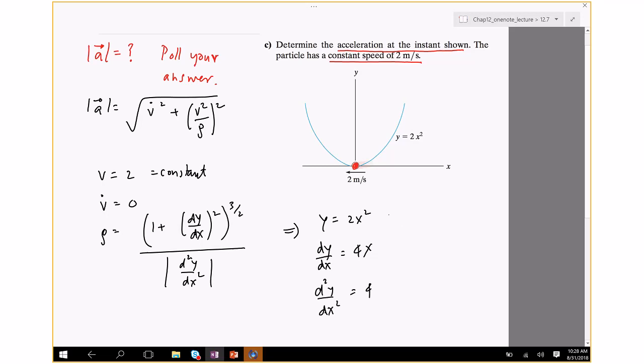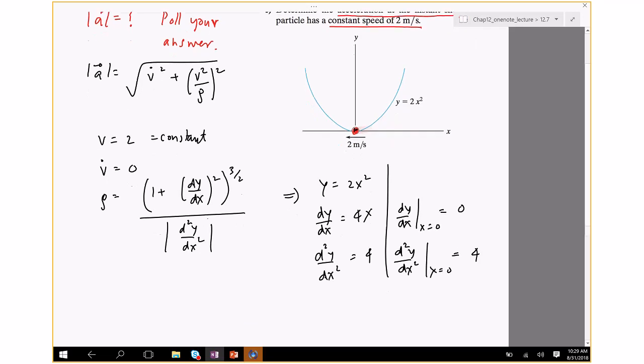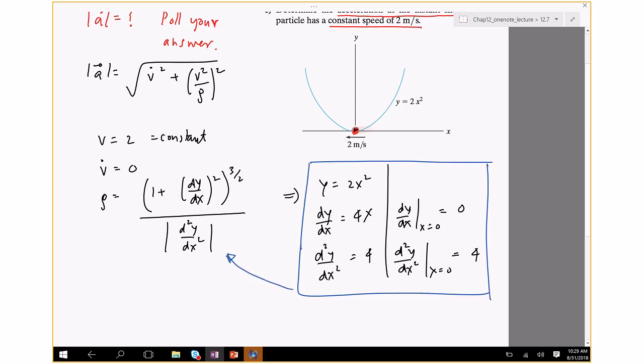And so from this we can write dy dx. At what point should I find dy by dx? 0, right? Because the particle is at the origin. So x equals 0, we have 0 for dy dx, and d square y dx square at x equals 0, that doesn't really depend on x coordinate. Okay, so let's sub that in here.